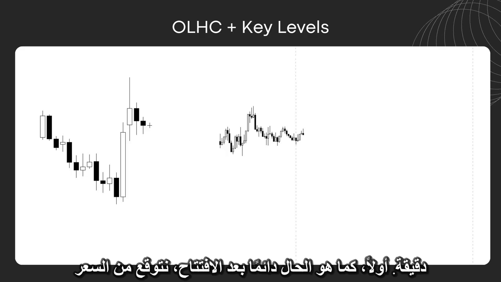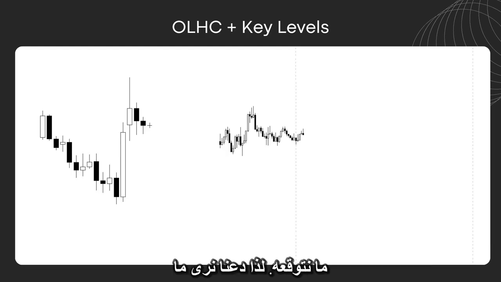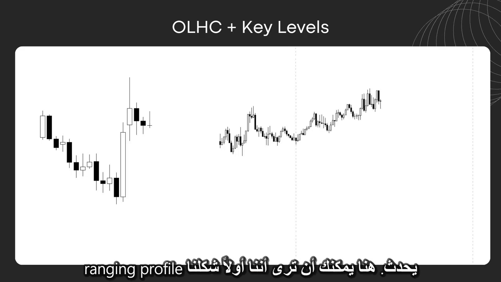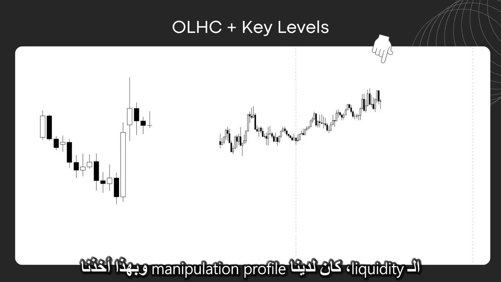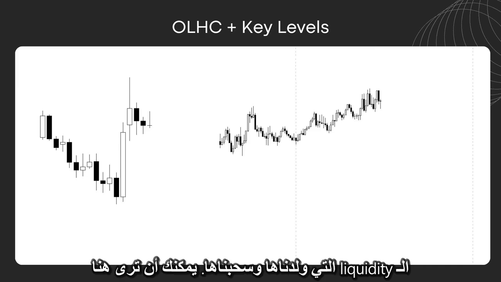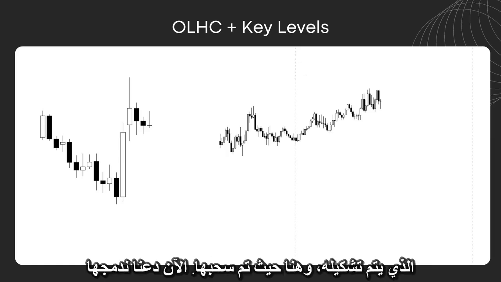So first of all, after the open, we're gonna expect price to generate liquidity in the form of a ranging profile or a range. That's what we're gonna expect. So let's see what happens. Right here you can see that first we formed a ranging profile and we generated liquidity there. And then after that generation of liquidity, we had a manipulation profile, and with that we took out the liquidity that we had generated and we purged it. You can see right here, this is where the liquidity was being generated in the form of this range being formed, and right here this is where it was purged.